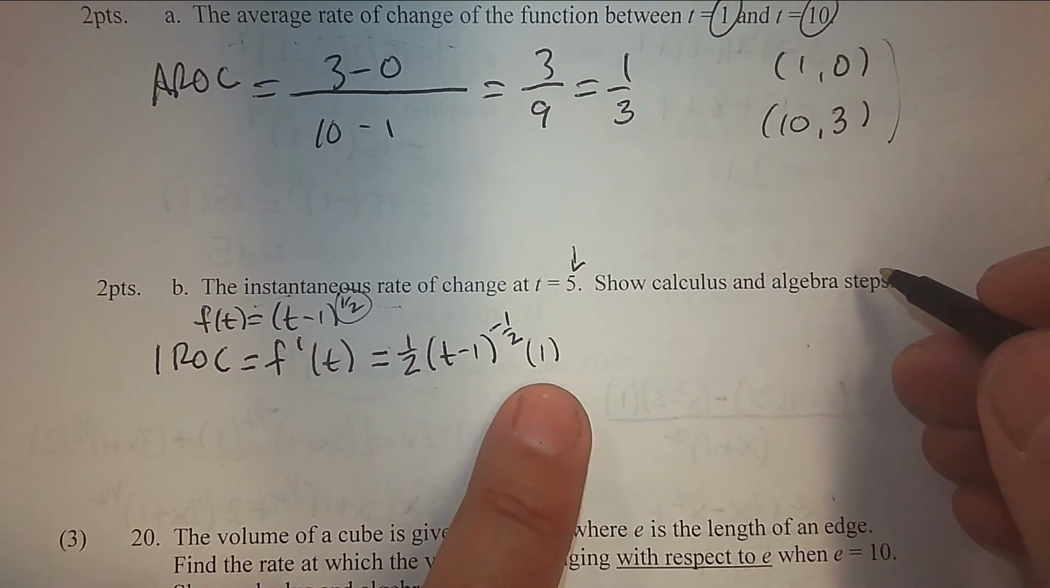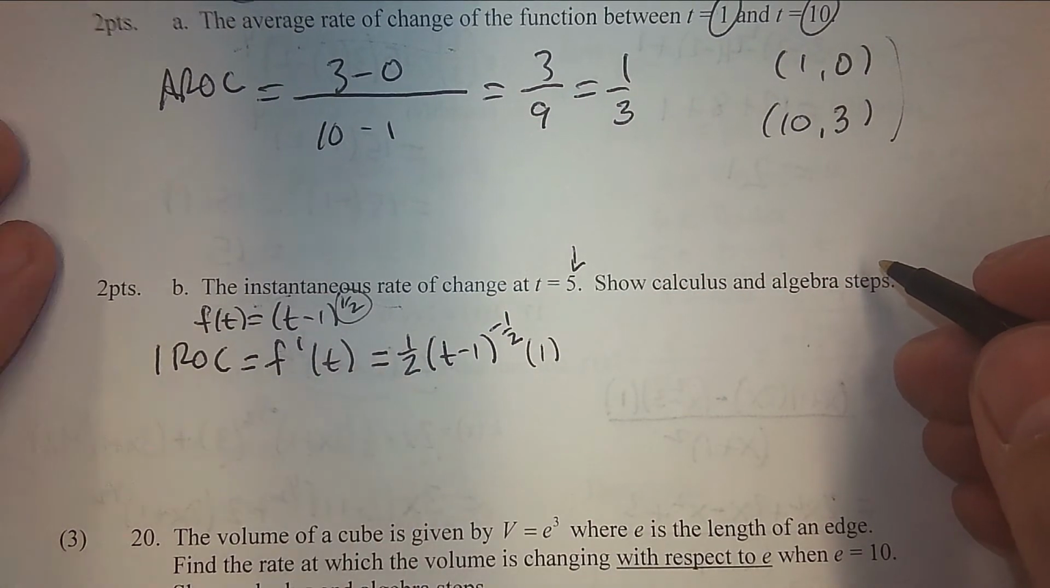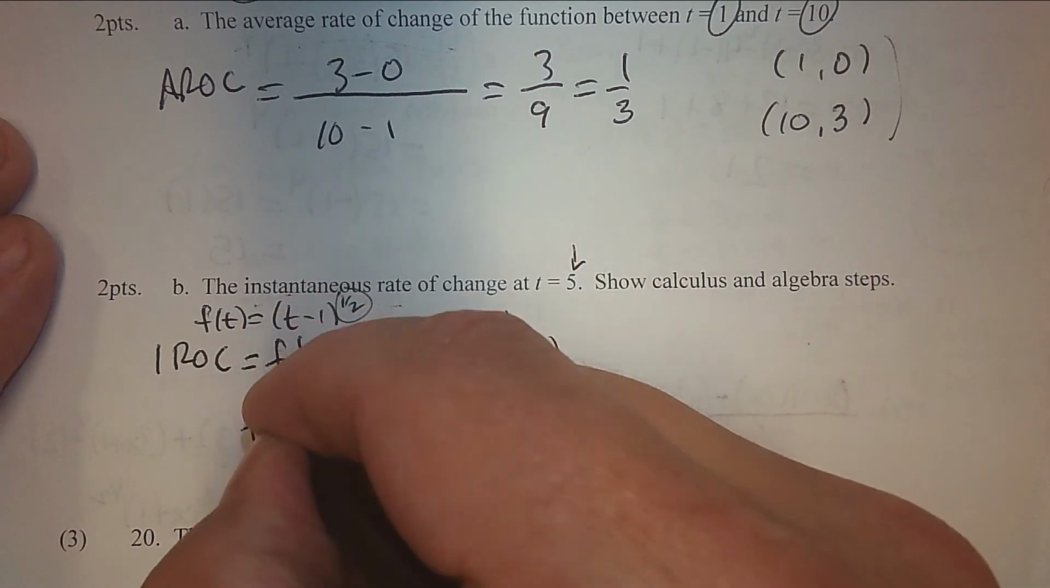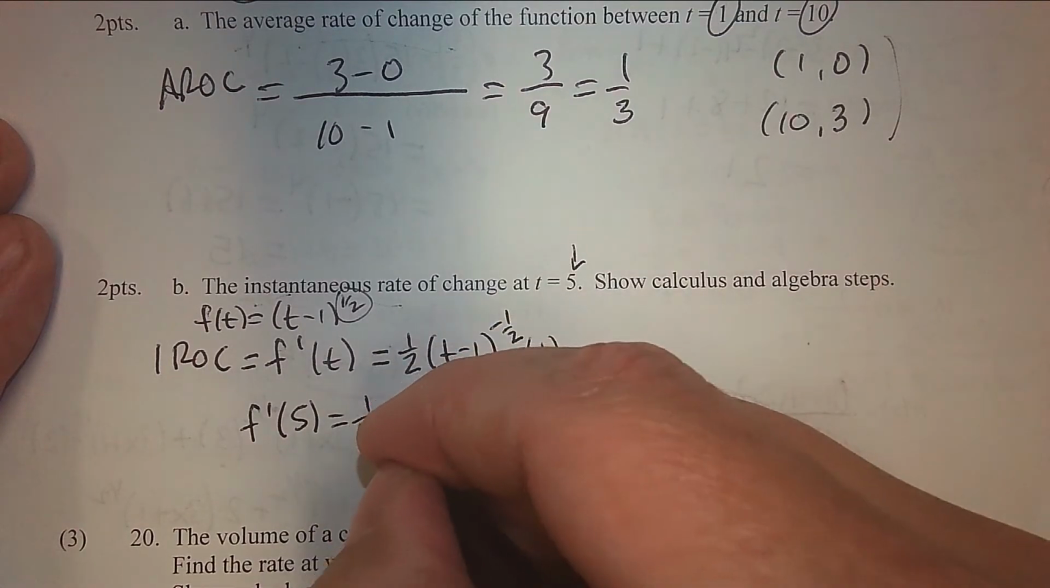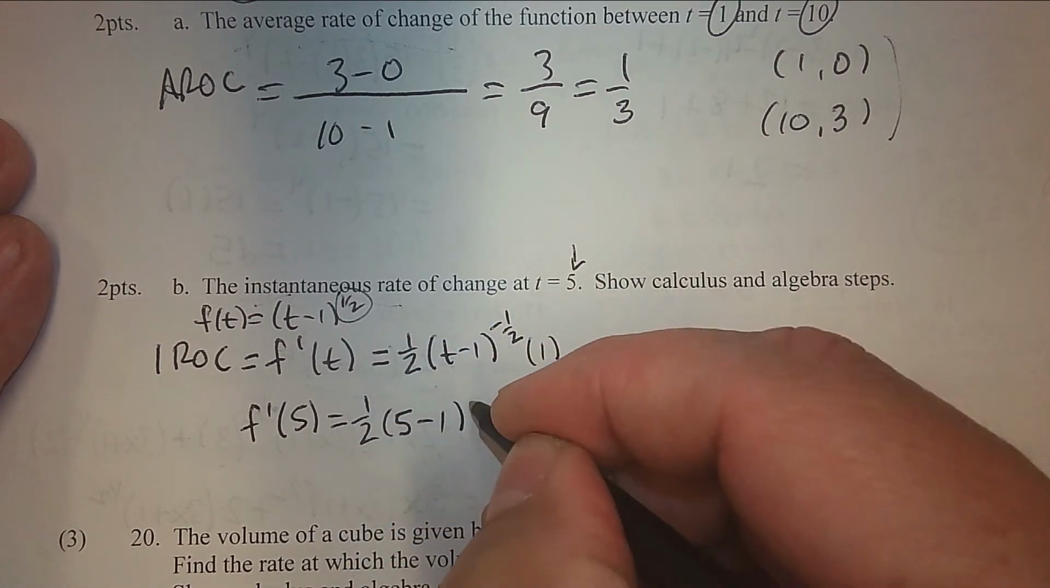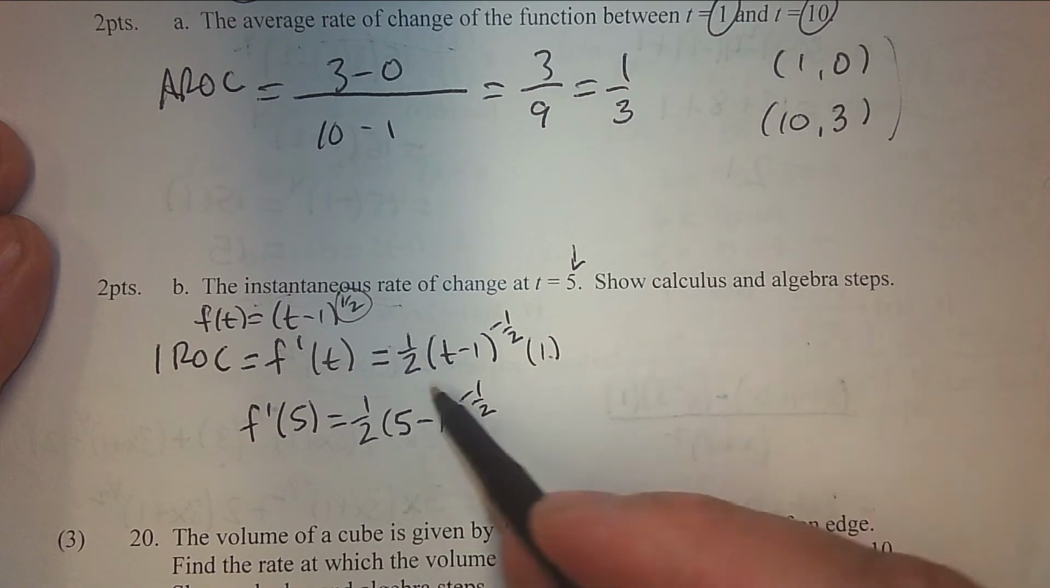And 1 won't change it at all. Now, what I'm going to do with that is plug in 5 to get the answer into the derivative. So I have 5 take away 1 to the negative 1/2. Remember, 1 times 1/2 is just 1/2.